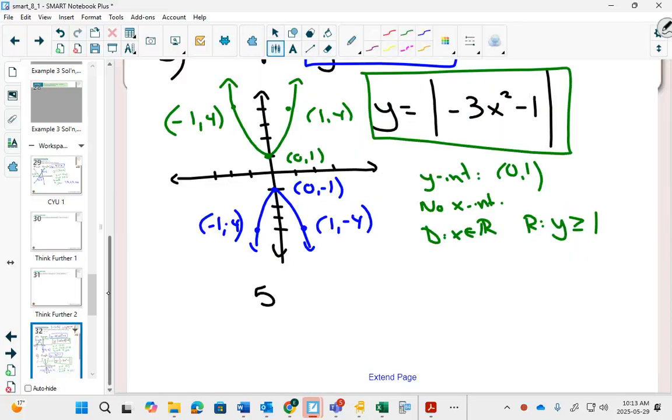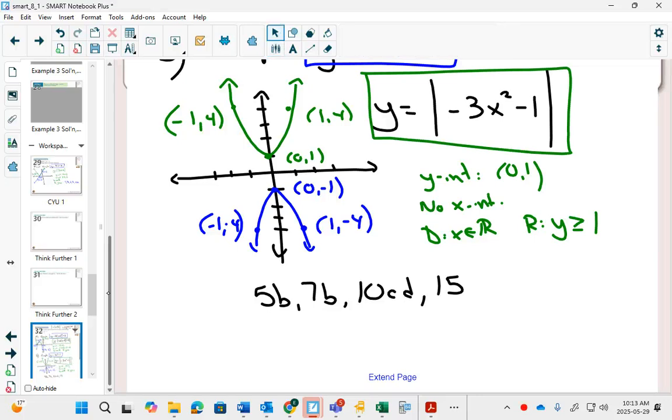You can circle 5b, 7b, 10c and d, and 15.